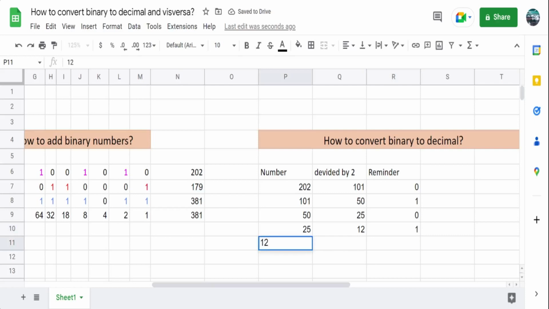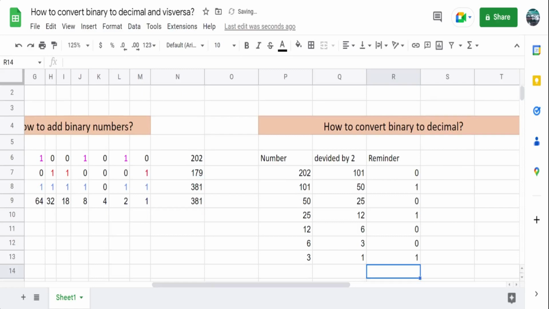12 divided by 2, the value is 6, remainder 0. 6 divided by 2, the value is 3, the remainder is 0. 3 divided by 2, the value is 1, remainder 1. Then 1 is divided by 2, the value is 0, remainder 1. Our division continues until we reach 1, and the division continues without any fraction.